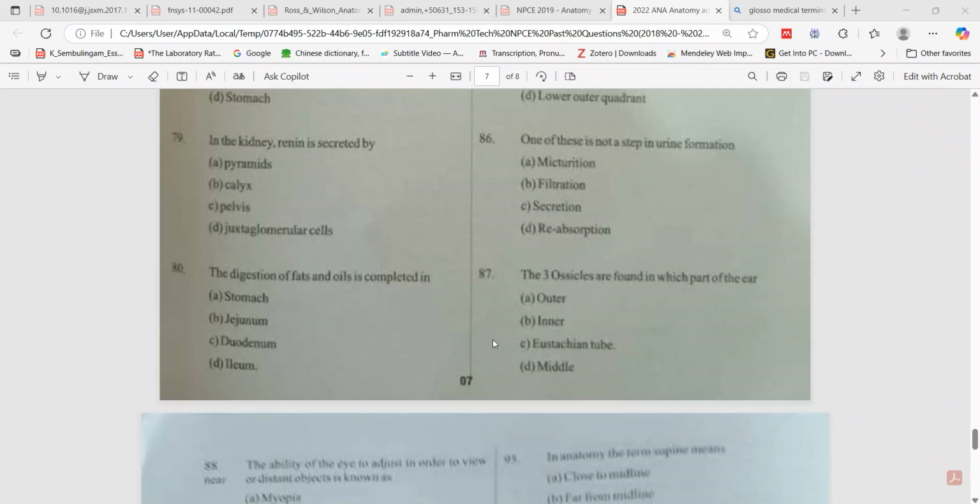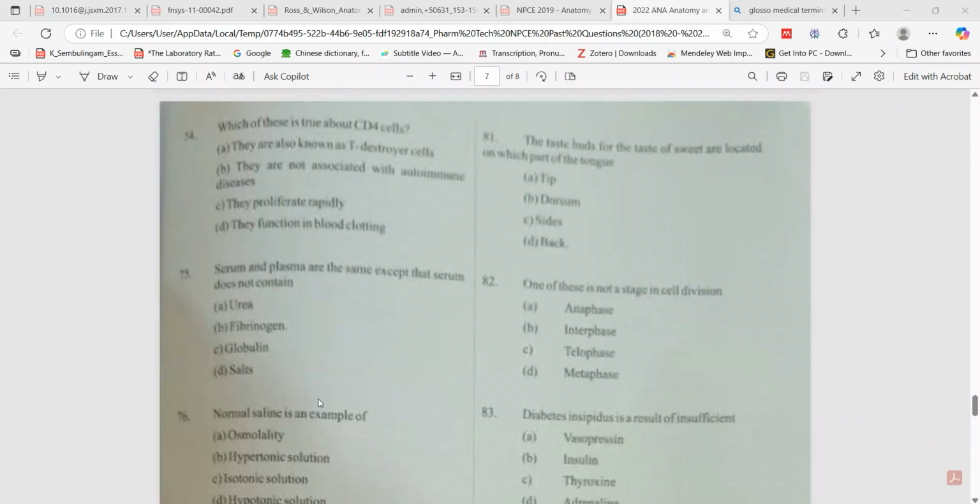Okay, let's not go into details. Next question, so that we can finish on time, guys. The digestion of fats and oils is completed in the jejunum. Is ileum wrong? Yeah, ileum is wrong. The answer is jejunum. 81. The taste bud for the taste of sweet is located in which part of the tongue? Tip. Yeah, that's the answer.